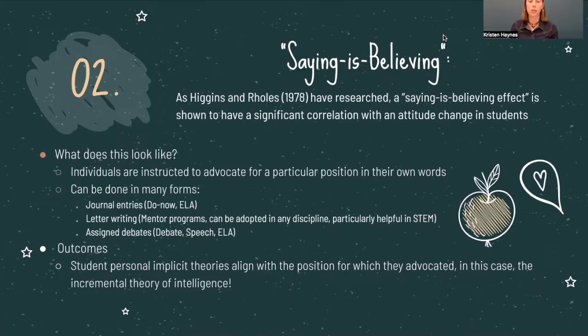In a subject area such as debate, speech, or again in English language arts, assigned debates where students are asked to advocate for a position regardless of their own implicit theories that they come in with, these activities can help to build the personal implicit theories which align with the position they advocated for. In this case, we would want to be promoting this incremental theory of intelligence. This is a really effective strategy with numerous applications that can be adapted to fit your classroom specifically.